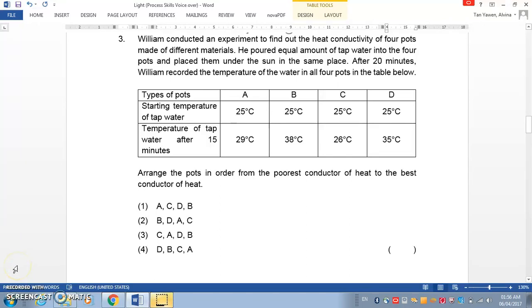Alright, we'll now go on to question 3. This is on heat, so take some time to read the question first.